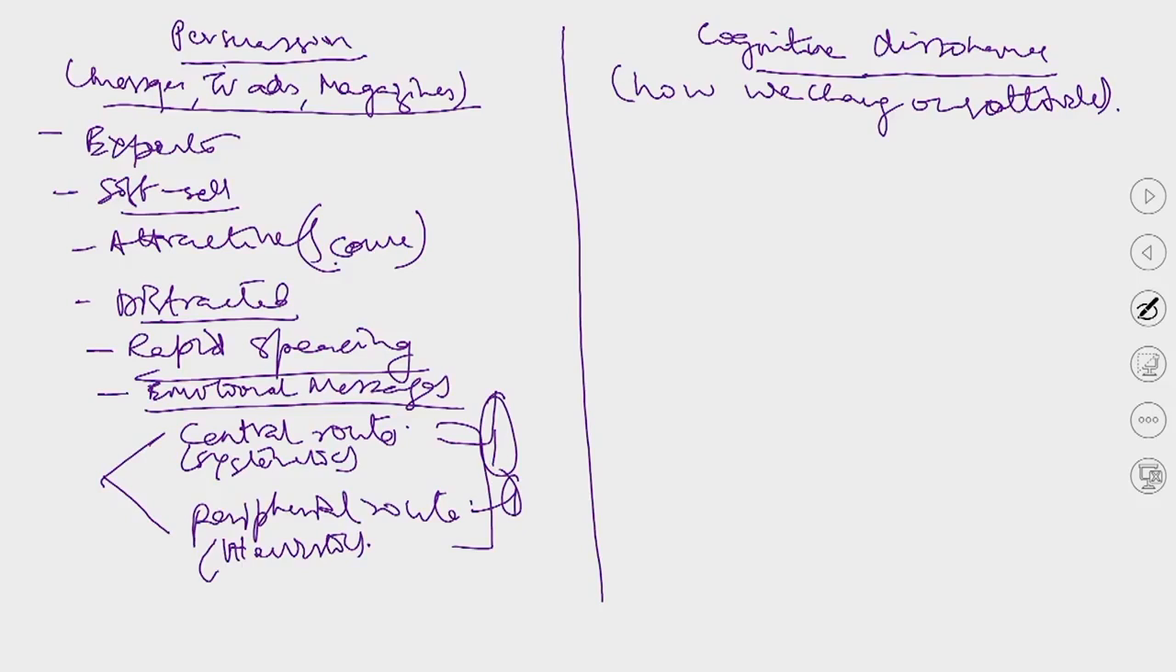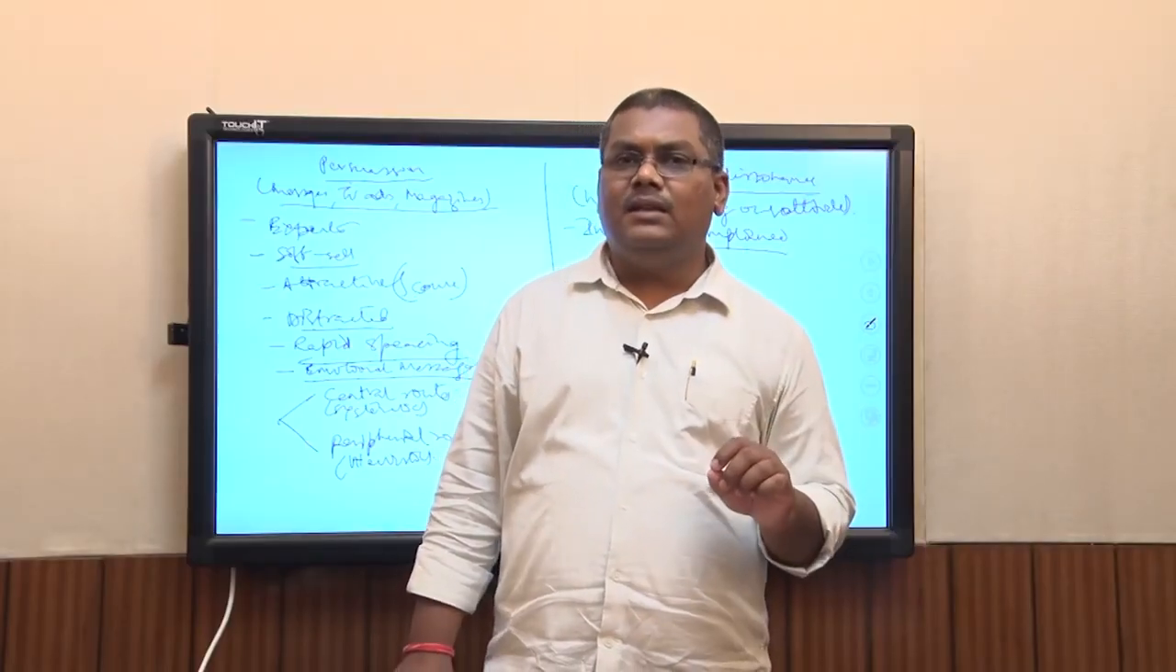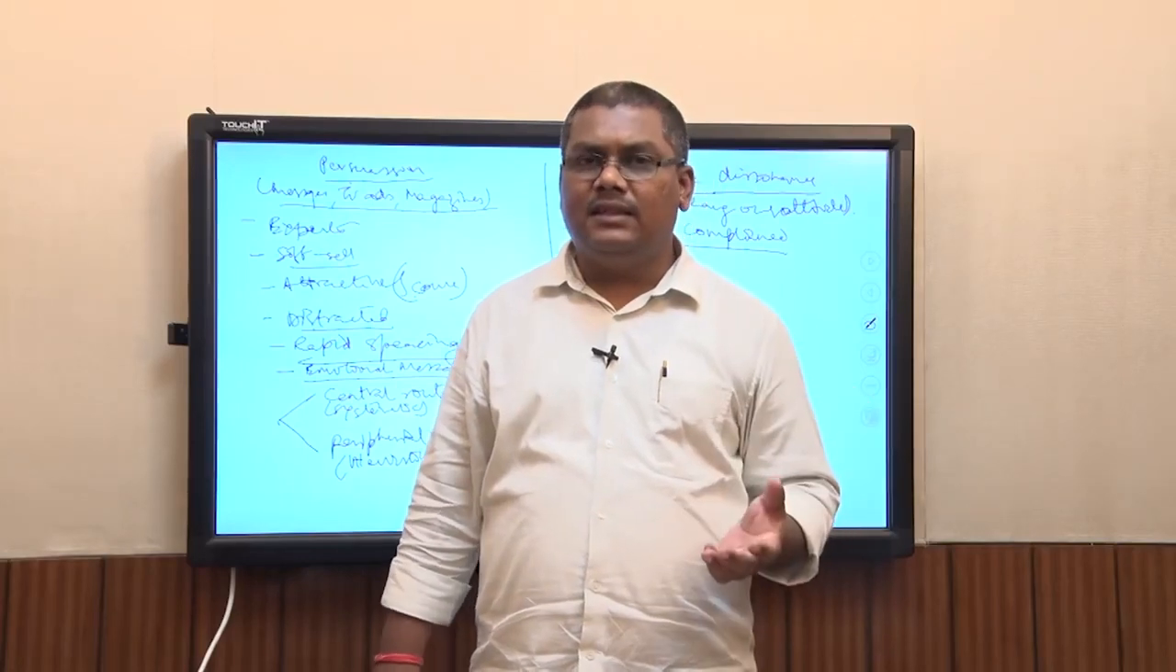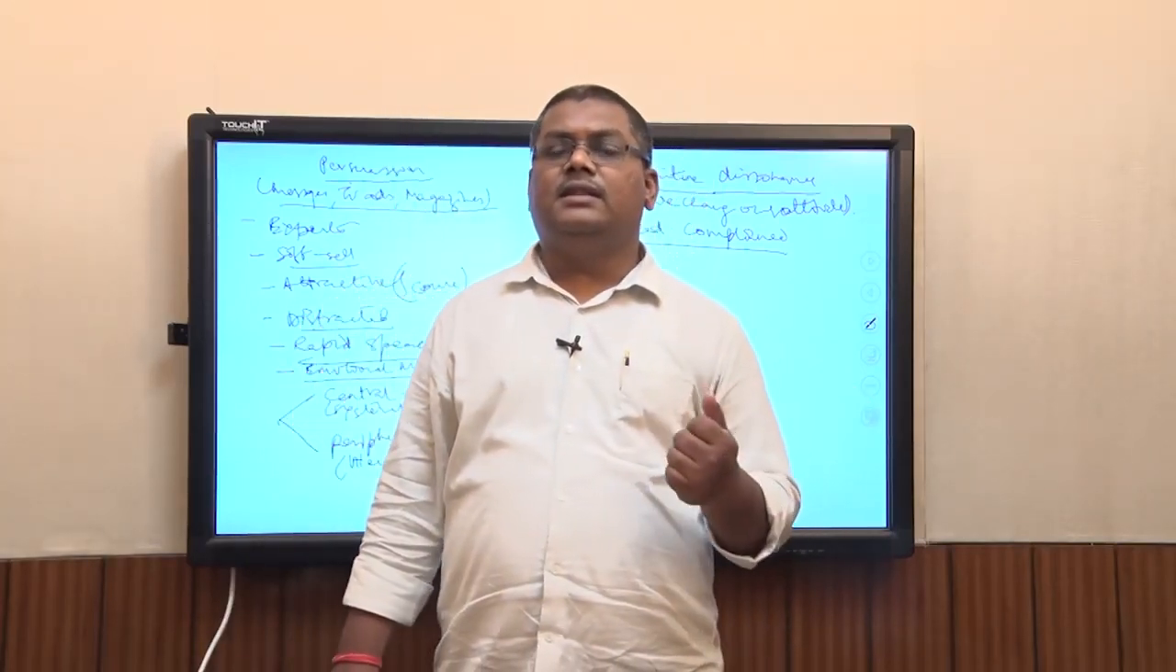Right? And so, let me give you an example. One of the ways in which cognitive dissonance happens is something called induced compliance. So, what is cognitive dissonance? Cognitive dissonance, very briefly speaking, is a state where you believe something and you are doing something else. Right? So, if people believe something but they say something else, that is cognitive dissonance. That state is cognitive dissonance.